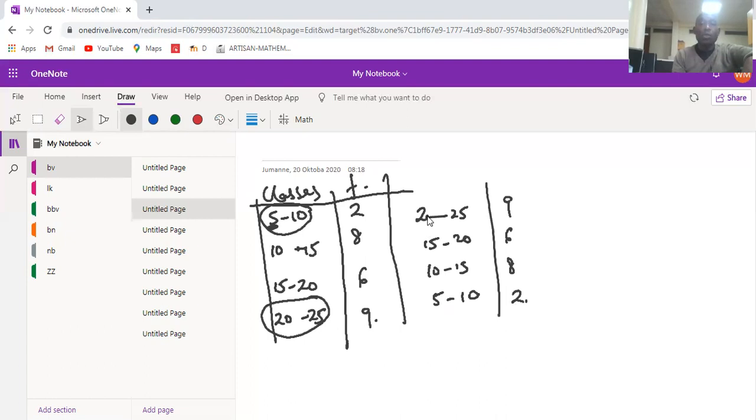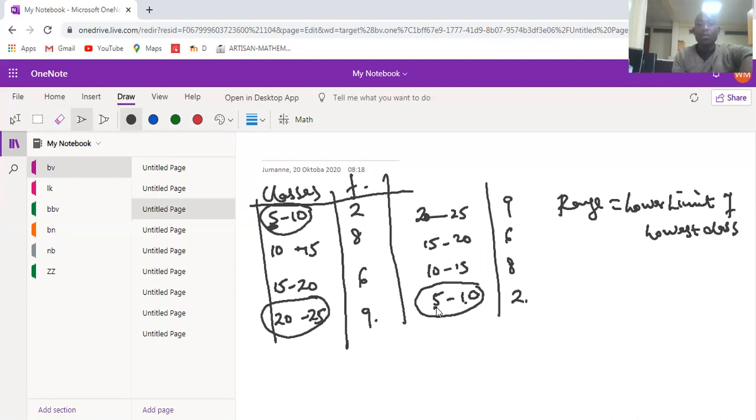But you need to note this, the smallest class is the class that has got the smallest value. This is from 5 to 10, which is the same as this. So the range for grouped data is the lower limit of the lowest class. Lower limit of the lowest class is this.